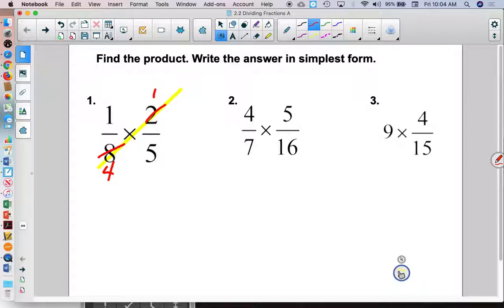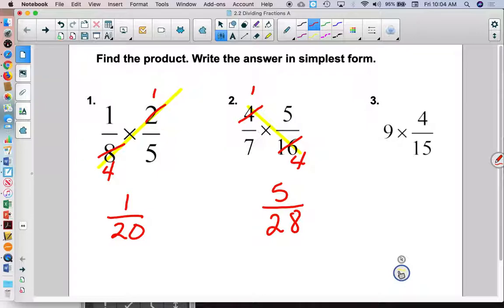So number 1, did you get 1/20th? Yep. Okay. Number 2, were we able to use the bow tie? Yes. Right there. Can't do it any place other than that. And 4 divided by 4 is 1. 16 divided by 4 is 4. 1 times 5 is 5. And 7 times 4 is 28. Yep. Okay. Does number 3 freak you out in any way?